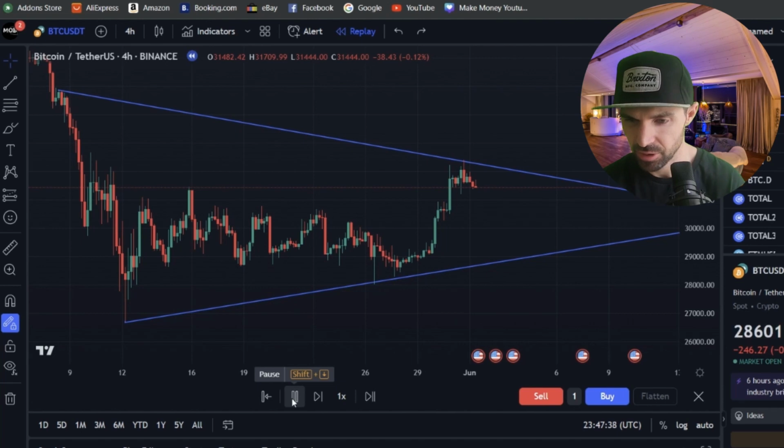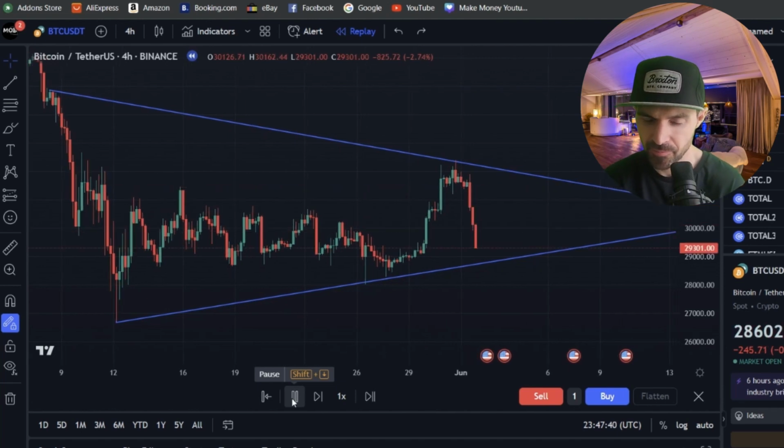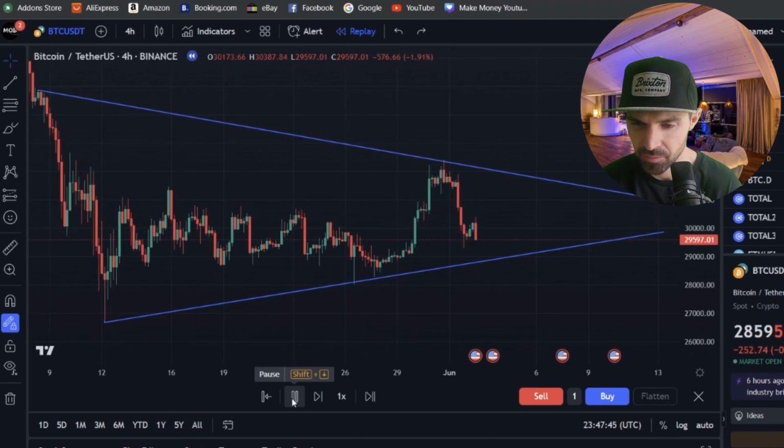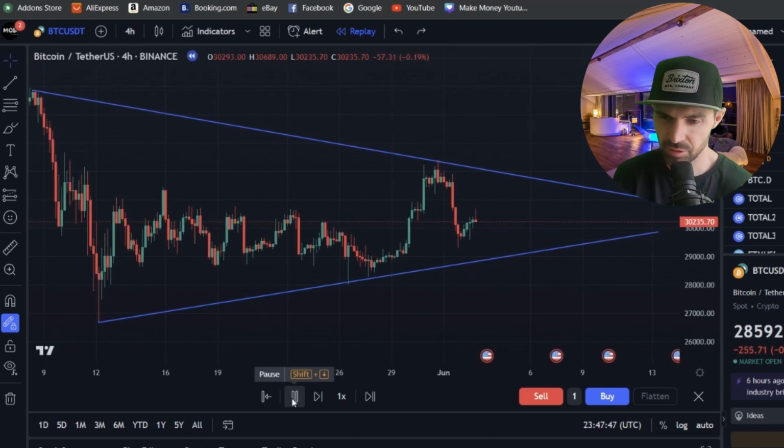As you can see now, the price is dropping down again. It's chopping around in this area.